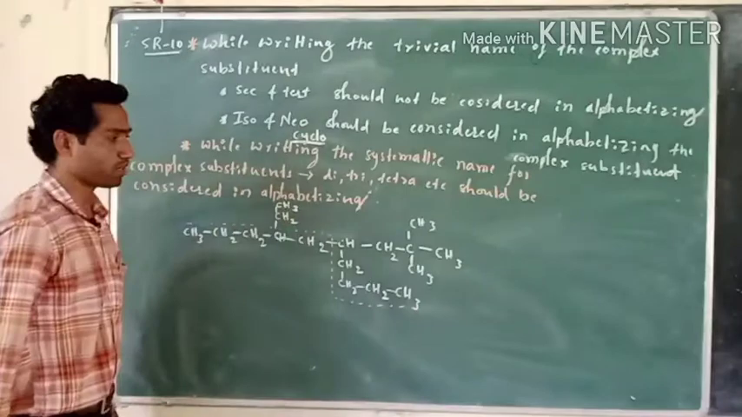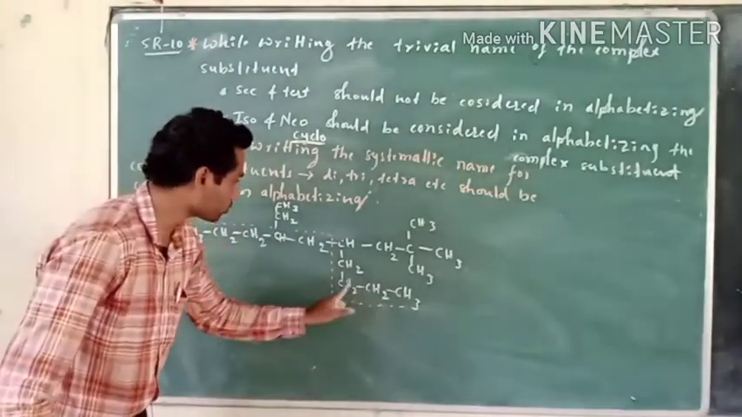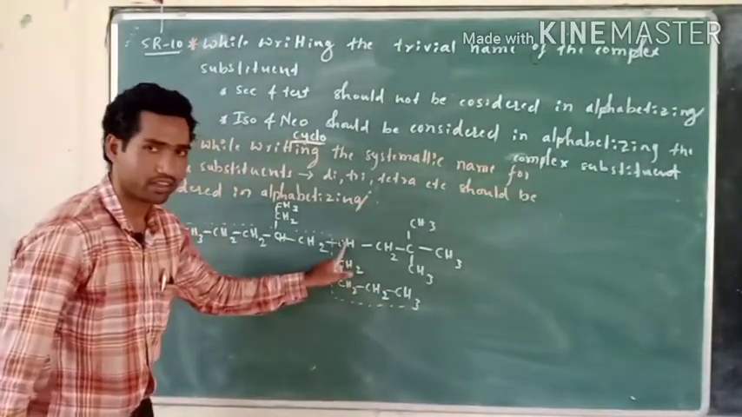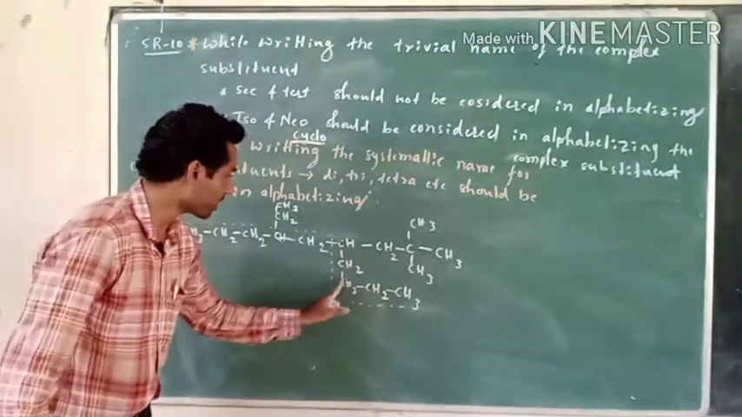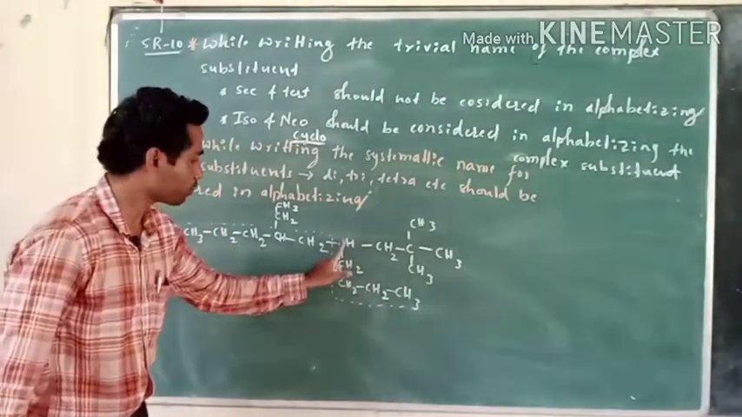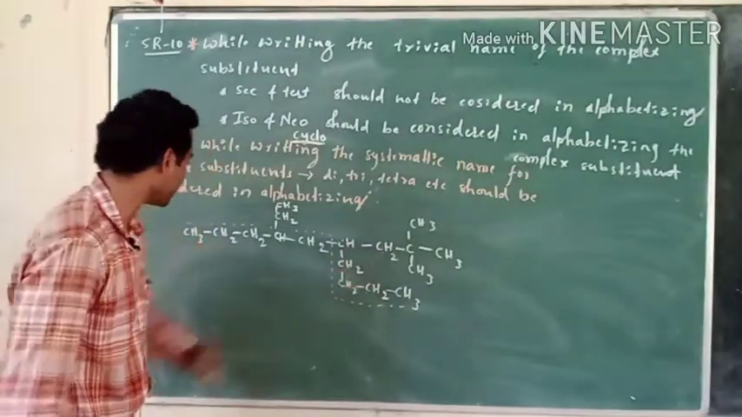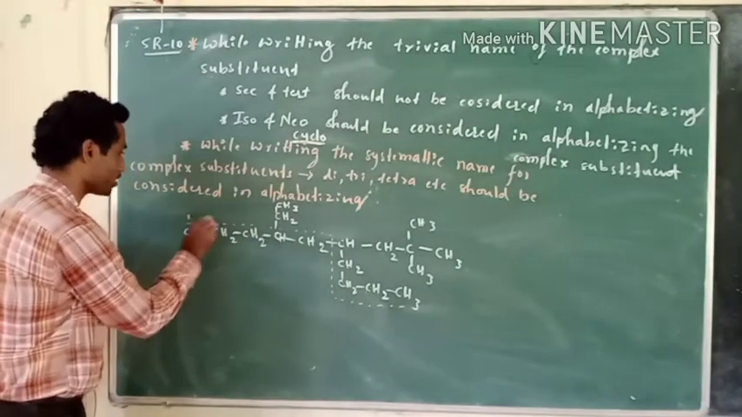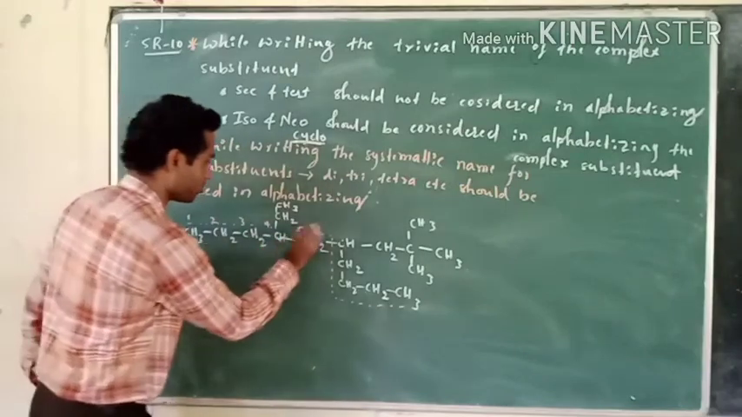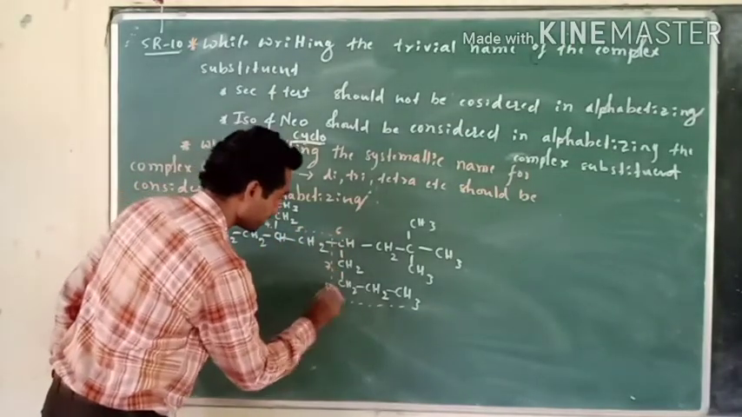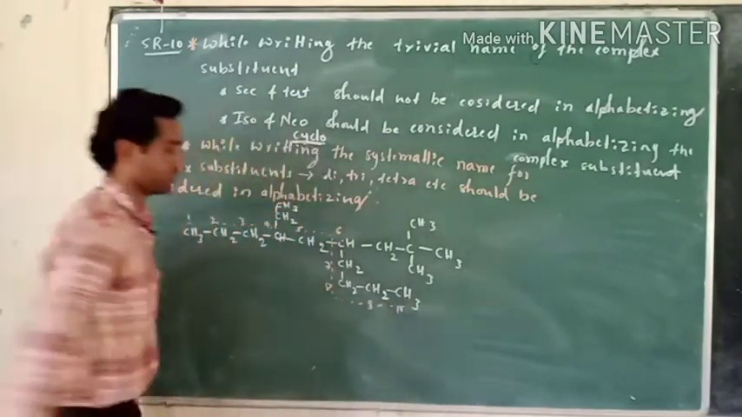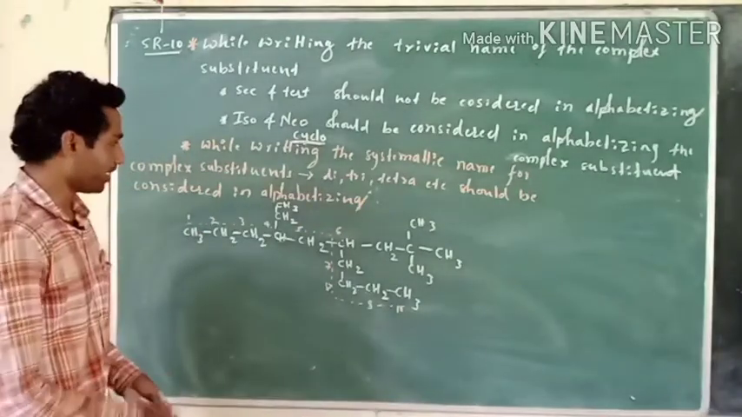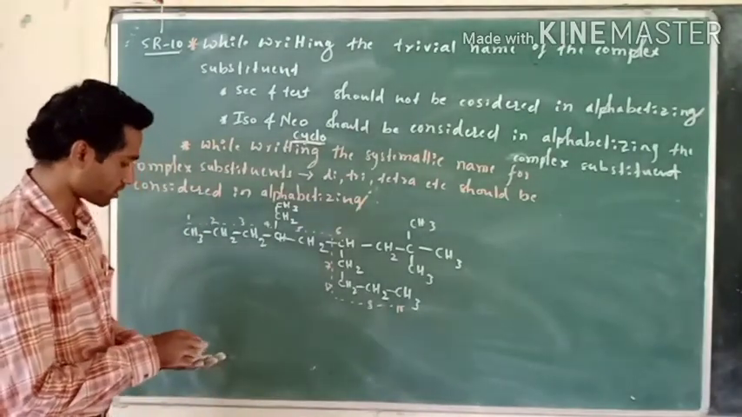Right. So number the longest carbon chain. 1, 2, 3, 4, 5. Fifth position is having the substituent. So again 1, 2, 3, 4, fourth position. Therefore 1, 2, 3, 4, 5, 6, 7, 8, 9, 10. This is the numbering. Now what are the different substituents?